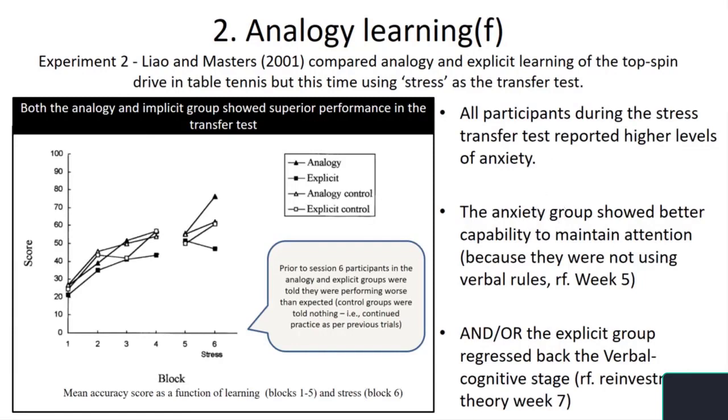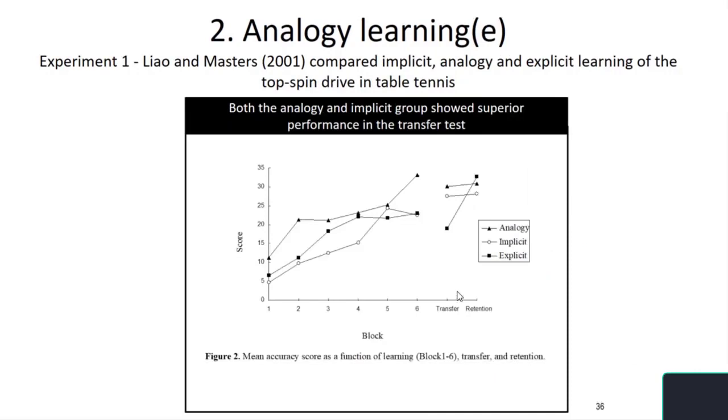So just briefly to show, this study shows that the analogy condition supports learning as well as transfer. It also shows that it supports implicit learning, the learning where you're not aware of the rules, the verbalizable rules that underpin your skill.